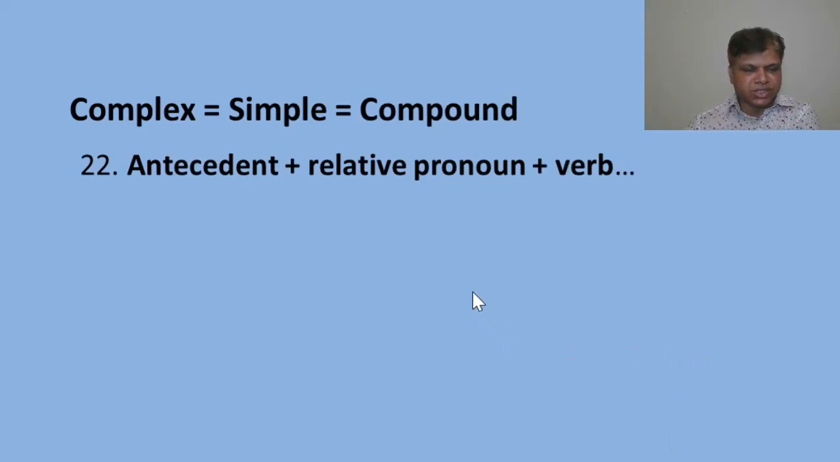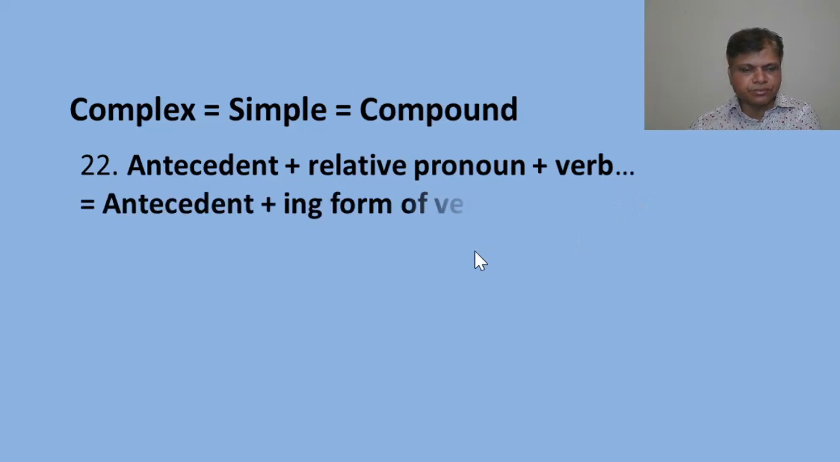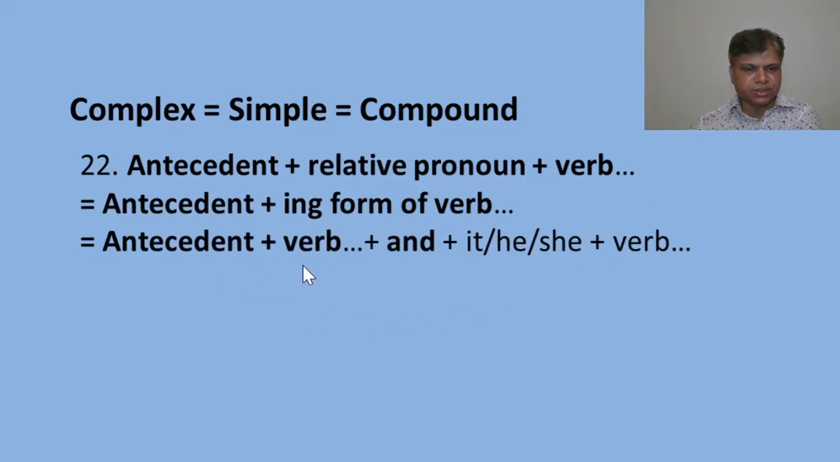Look at the 22nd rule. Complex: antecedent, relative pronoun, verb, rest of the sentence. Simple will be antecedent plus ing form of verb and rest of the sentence. Compound will be antecedent, verb, a portion of the sentence, and then you have to use a coordinating conjunction. Then you have to use it, he, she as a subject, and verb and rest of the sentence.